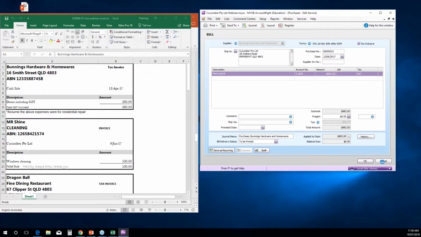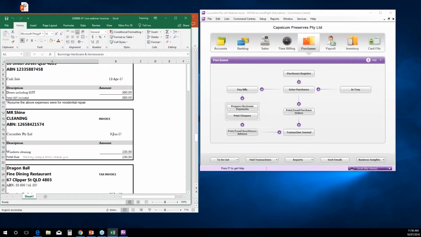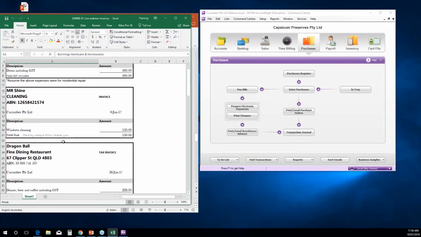I changed something, right? I should have canceled. So that's it. Hardware has been done. So let's have a look at the next one, which is the Mr. Shine cleaning. Let's have a look at the invoices.